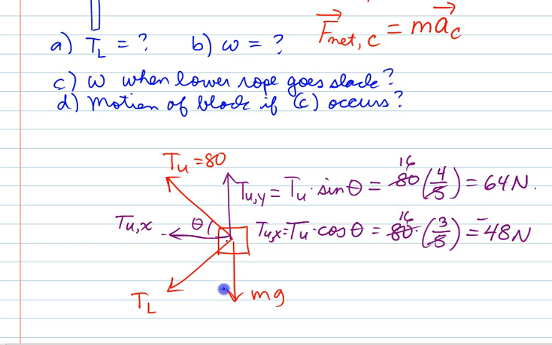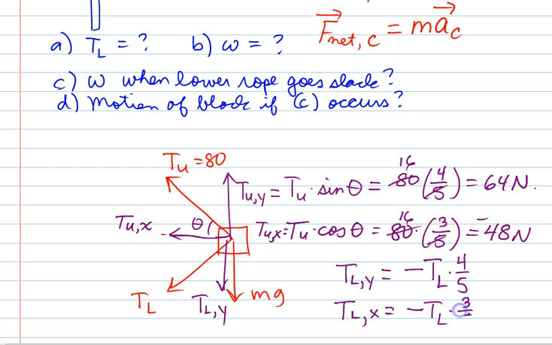Okay, now T lower also has T lower in the y direction, and that's going to be negative T lower times 4/5, and T lower in the x direction is going to be negative T lower times 3/5. So again, sine and cosine. Okay, so that's T lower in the x direction.